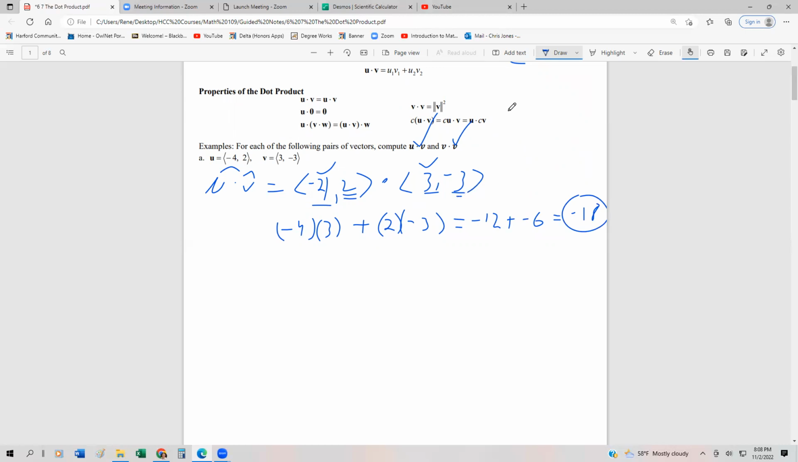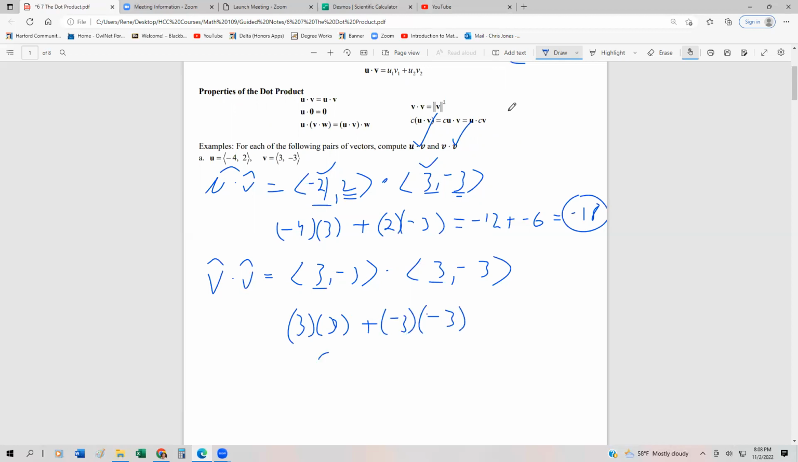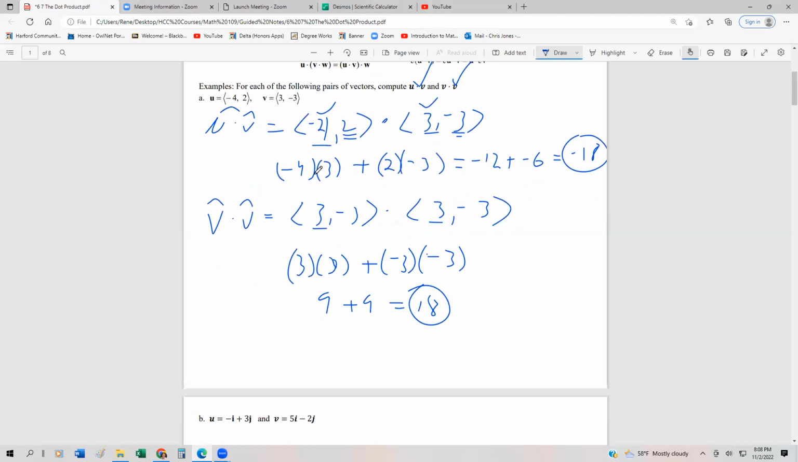So that's all the dot product is, really easy to compute. v dot v means that we just dot a vector with itself. So in this case, it's going to be 3, -3 dot 3, -3. That's 3 times 3 plus -3 times -3, or 9 plus 9, which is 18. So that's all we have to do to find a dot product.